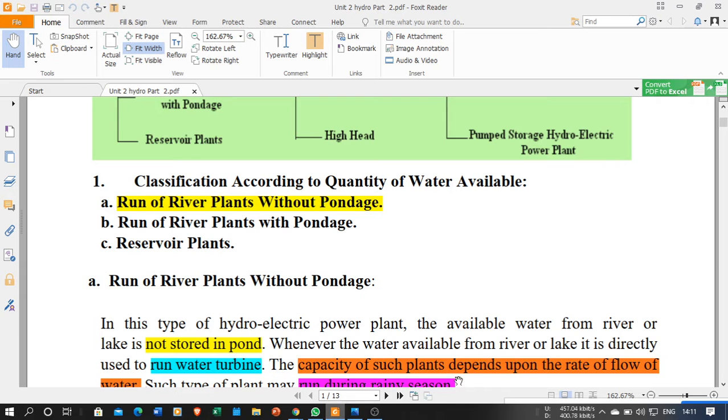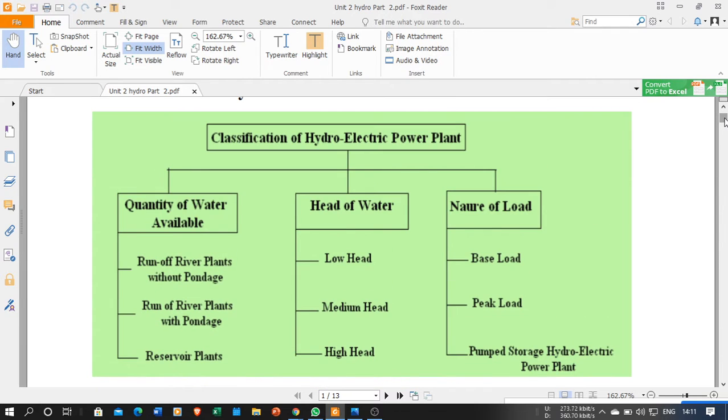So, in the previous lecture we discussed the types of power plants. We have classified the hydroelectric power plant based on the quantity of water available, the head of the water, and the nature of the load. When you classify the power plant based on the water available, we classify it into three types.